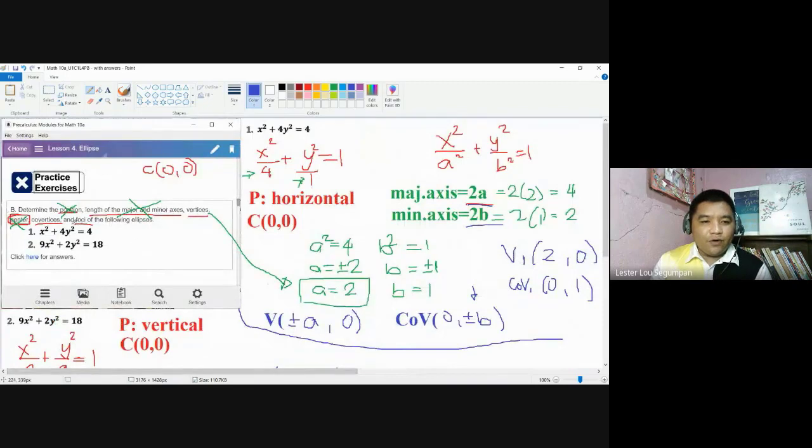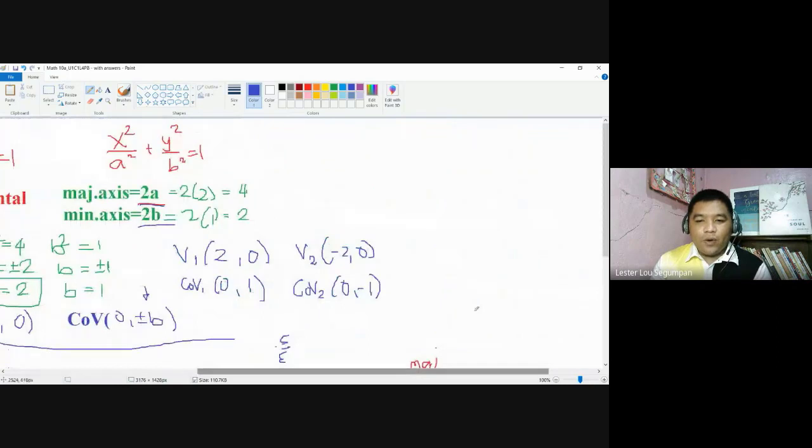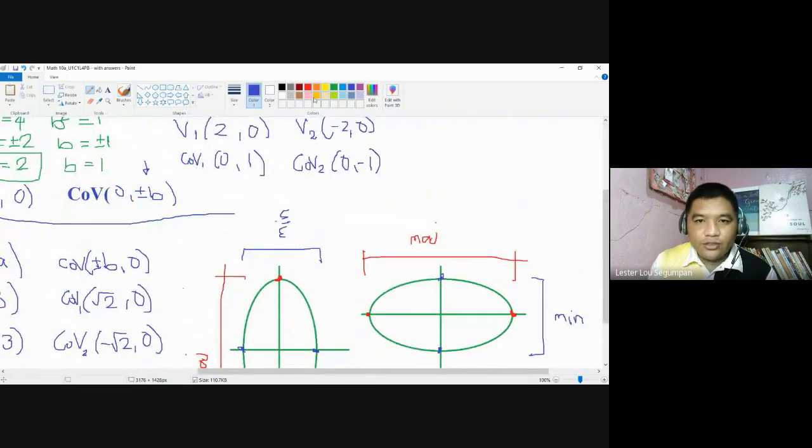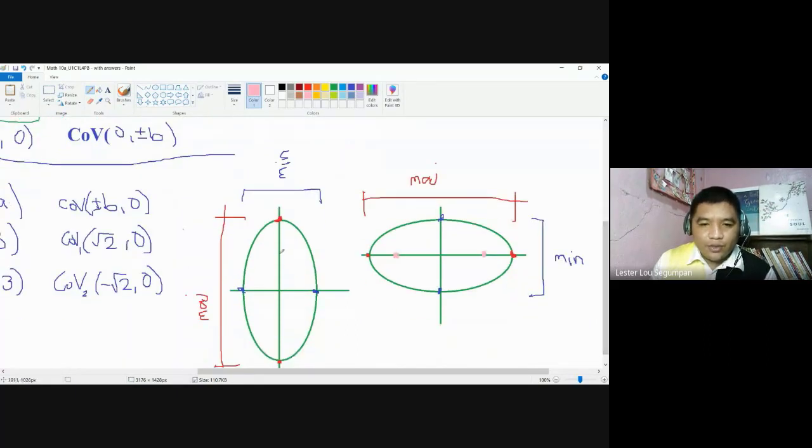Our last is the foci. The foci is somewhere here. Let's use another color, probably brown or pink if you want. It's somewhere here and here. Similarly, it's somewhere here and here. It lies on the same axis with the vertices, and it's also part of the length of the major axis. These are where the foci are.